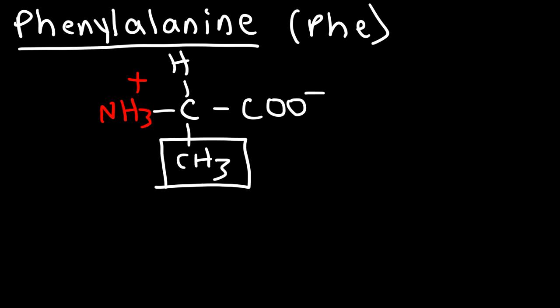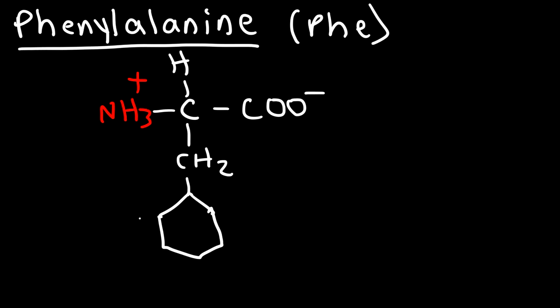So what do you think about phenylalanine? Well, all we need to do is attach a phenyl group to the methyl group. So we're going to take off a hydrogen atom because carbon can only form 4 bonds. And we're going to replace the hydrogen with a phenyl group, or basically a benzene ring.